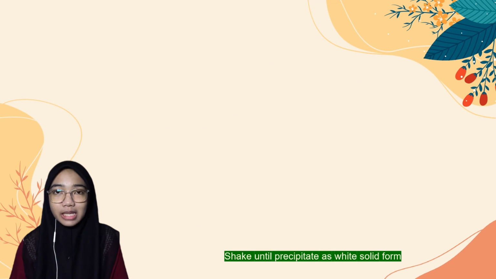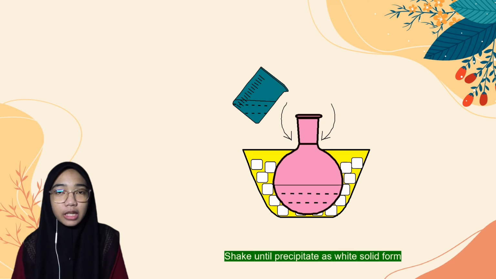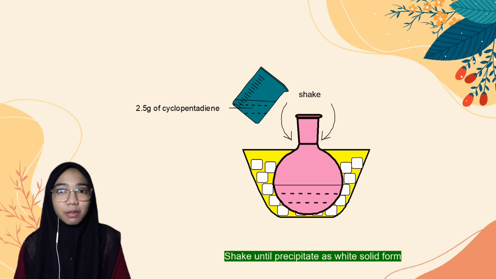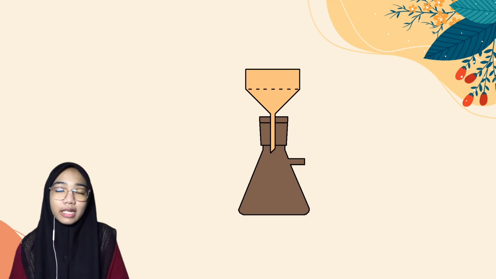Next, we mix the 2.5 gram cyclopentadiene obtained from the preparation of cyclopentadiene and shake the exothermic mixture in the ice bath until it precipitates as a white solid. We heat the mixture using steam until it dissolves and let it crystallize.